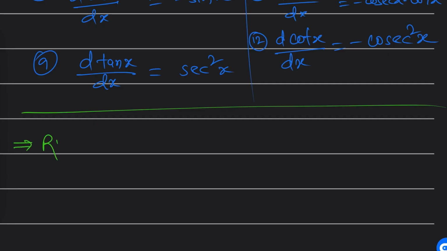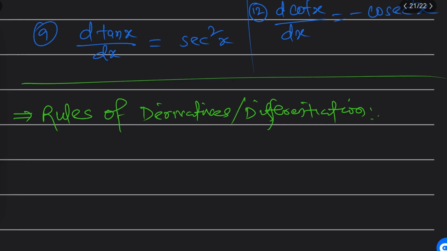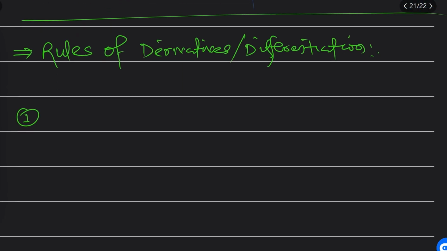Let's discuss the rules of derivatives or differentiation. So what are the rules? First rule, very important rules. Even if you know the formulas of differentiation, without these rules you will make mistakes. So you should know the rules, because what I'm discussing here are the basics. Basic means you should know each and everything here. Let's talk about rule number one.